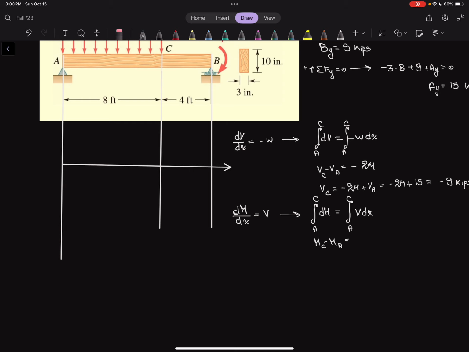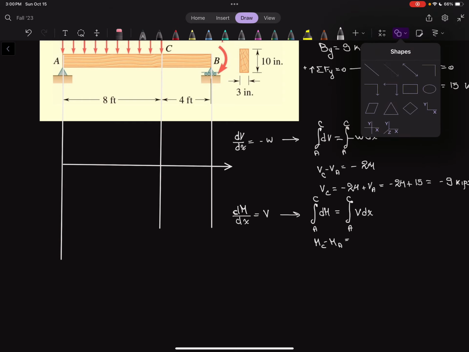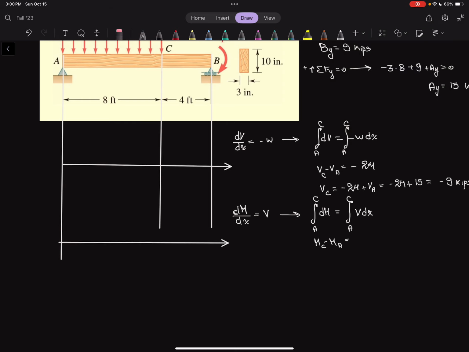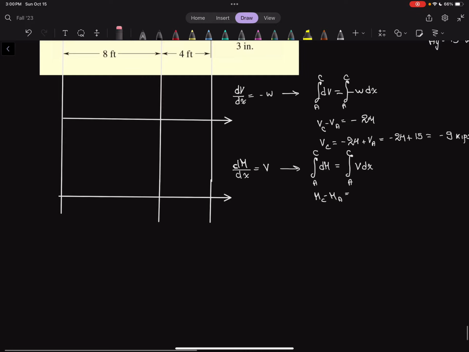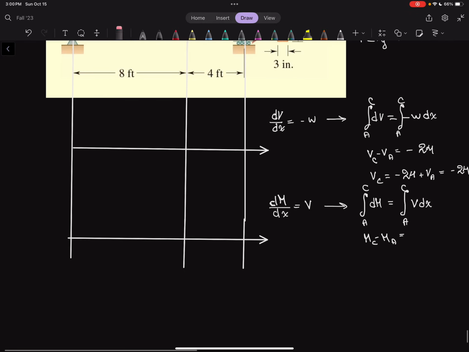I'm going to have this right here, and then I'm going to have another one for the moment, and I'm going to have to extend those lines. So this line must be extended, and this line must be extended. So now that we've extended these lines, what are we going to do? Well, this is going to be my V, in kips.